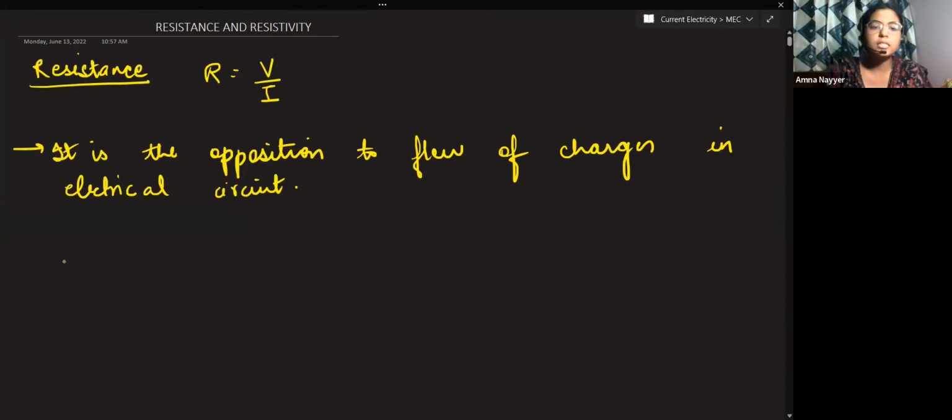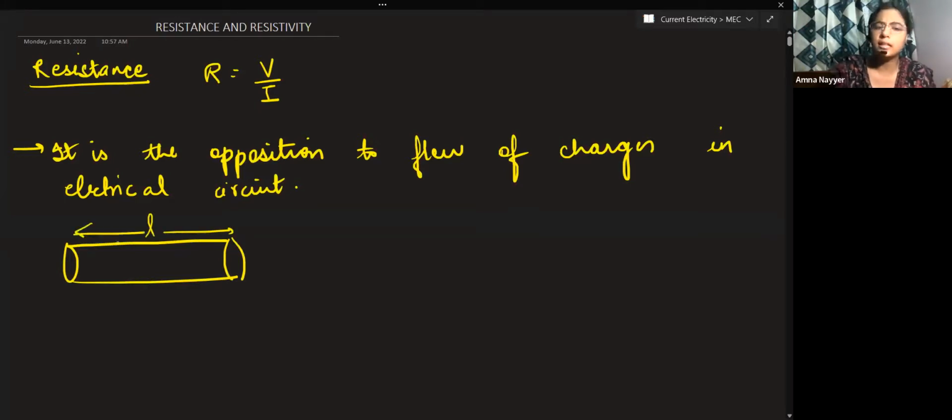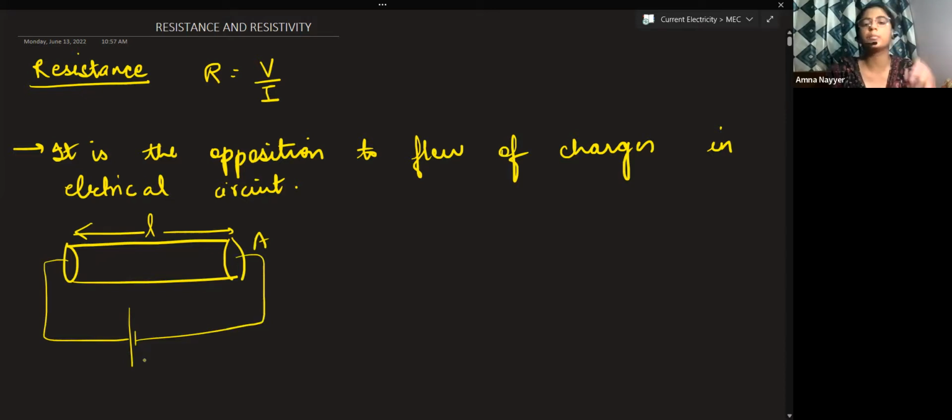So for this, we'll take a wire. Let's say this is a wire. The length of this wire, or let's say it's a conductor, is L. A is the cross-sectional area, and it has been connected to a battery with potential difference V. So current I is flowing through it. This is what we have taken.